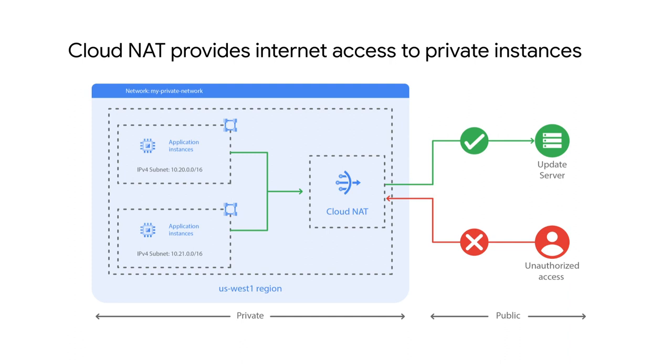In this diagram, Cloud NAT enables two private instances to access an update server on the internet, which is referred to as outbound NAT. However, Cloud NAT does not implement inbound NAT. In other words, hosts outside your VPC network cannot directly access any of the private instances behind the Cloud NAT gateway. This helps you keep your VPC networks isolated and secure.